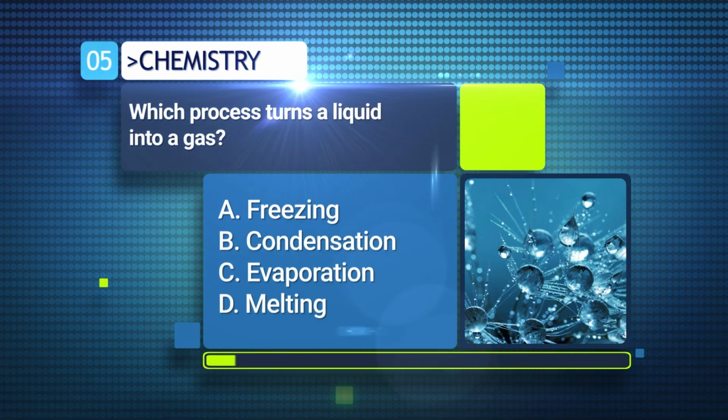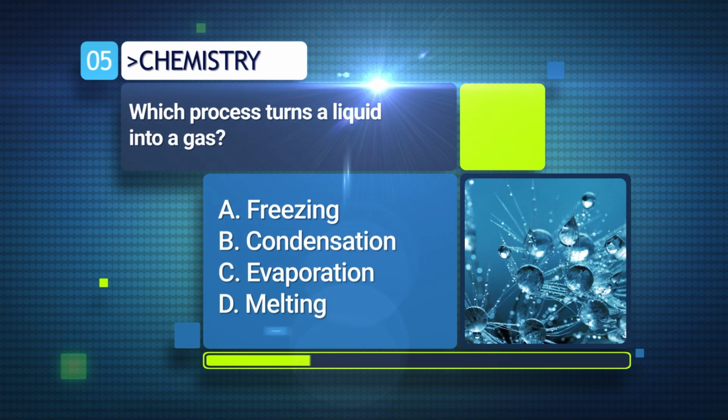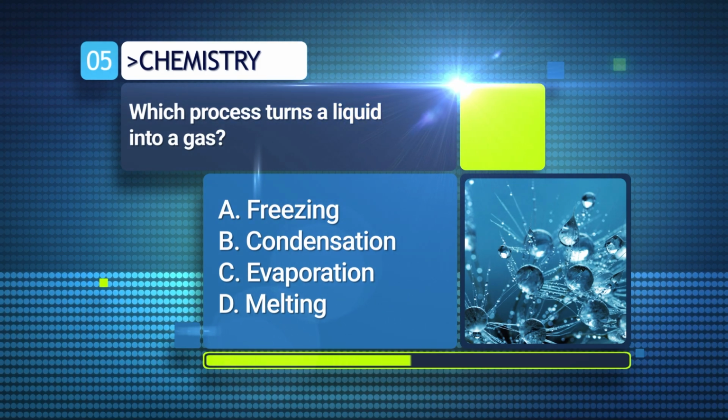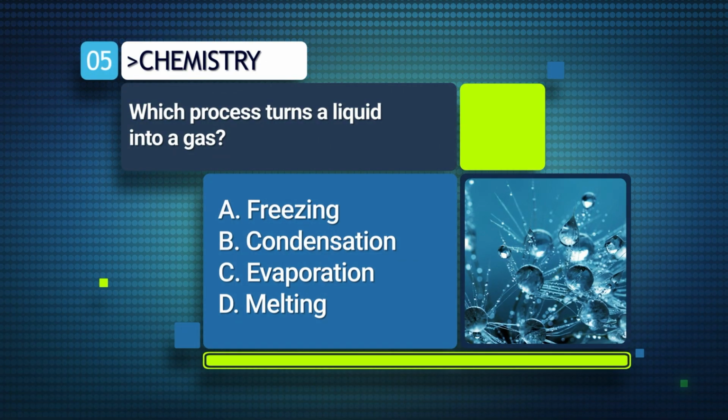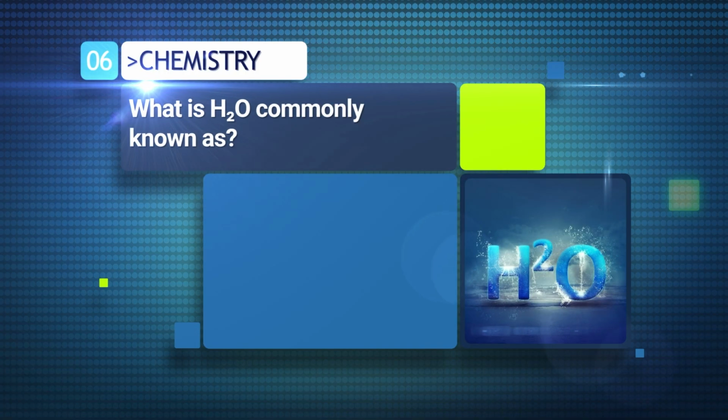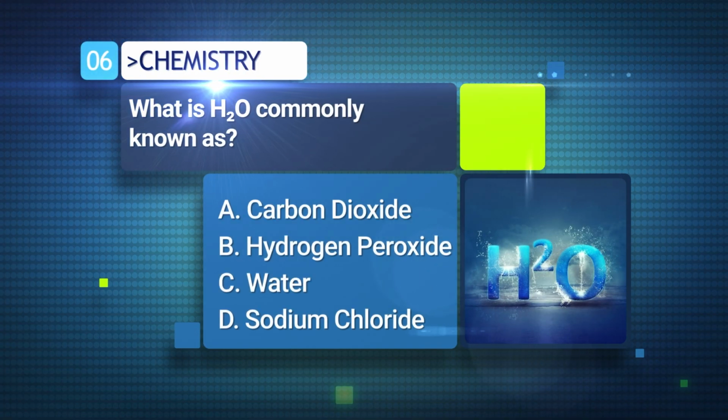Number 5. Which process turns a liquid into a gas? A. Freezing. B. Condensation. C. Evaporation. D. Melting. The answer is C. Evaporation.